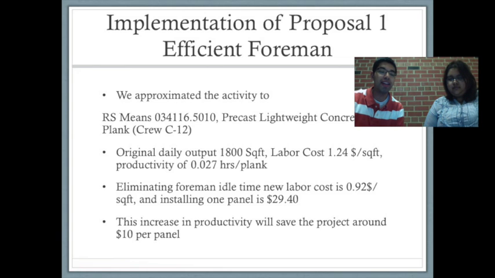If we are eliminating the idle time of the foreman, the new labor cost will fall to $0.92 per square foot. This increase in productivity will save the project around $10 per panel. This proposal is viable because not only are we increasing our productivity, but we're also decreasing the cost.